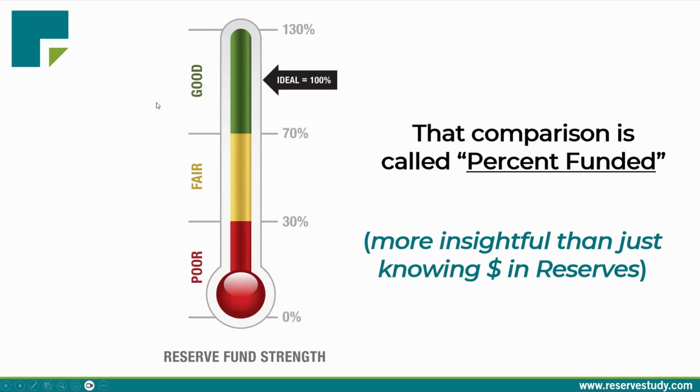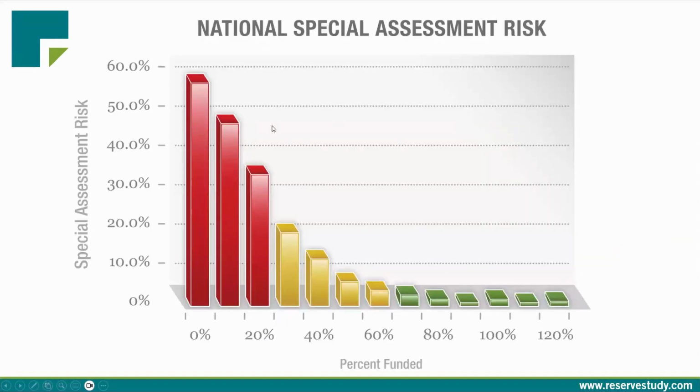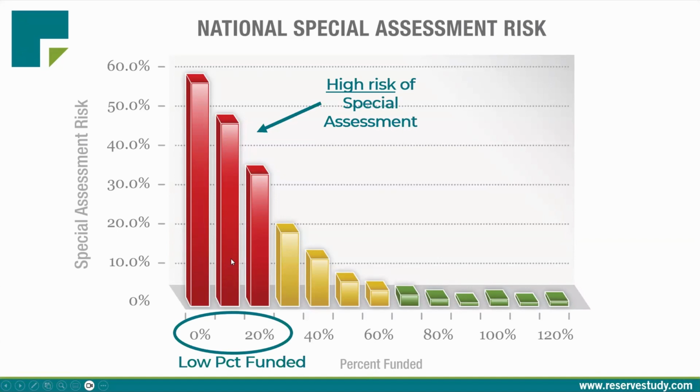Okay. So we calculate your percent funded, and that's insightful because knowing your percent funded reveals your special assessment risk. Because if your association doesn't have much cash, you're at a high risk of special assessment when the project comes due and you don't have the money. That's just a known fact. So we add those numbers up, and this is the statistical relationship across the country of special assessments compared to percent funded. It's very easy to see that special assessments are more common when, relatively speaking, you don't have much cash. That makes total sense.